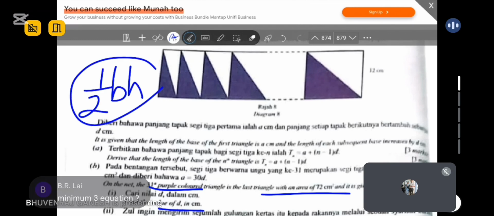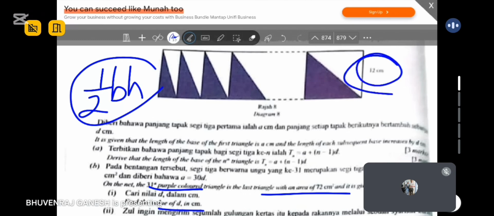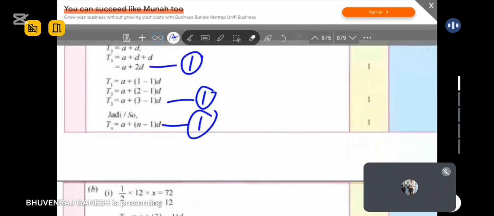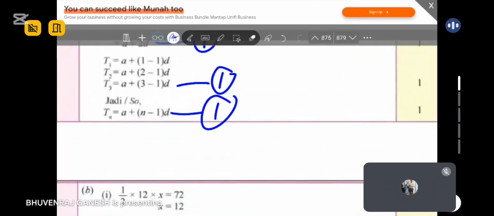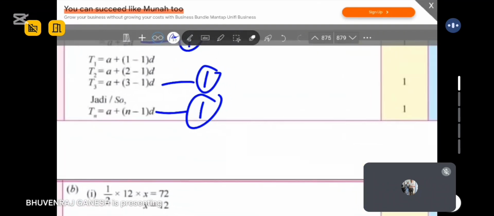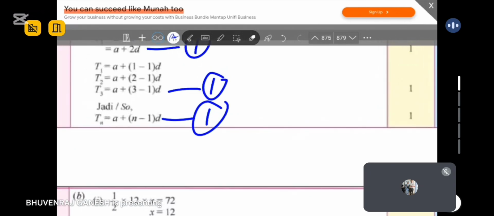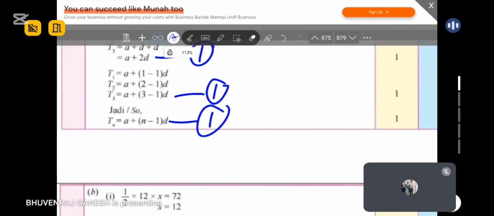Okay, so your base is, we don't know the base. Kita tak tahu tapak dia, but we know the height. The height is 12 cm, guys. So you have the equation already. Okay, so your equation will have like this. Okay, so you can say half times 12 times x equal to 72. Yes. Okay, so you solve, you will get x equal to 12.